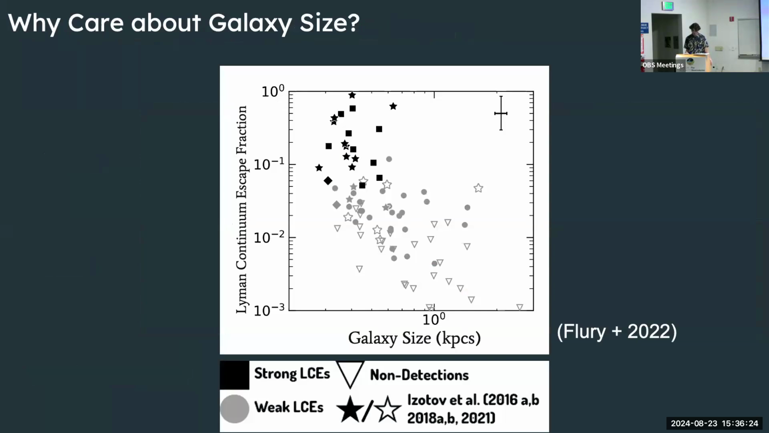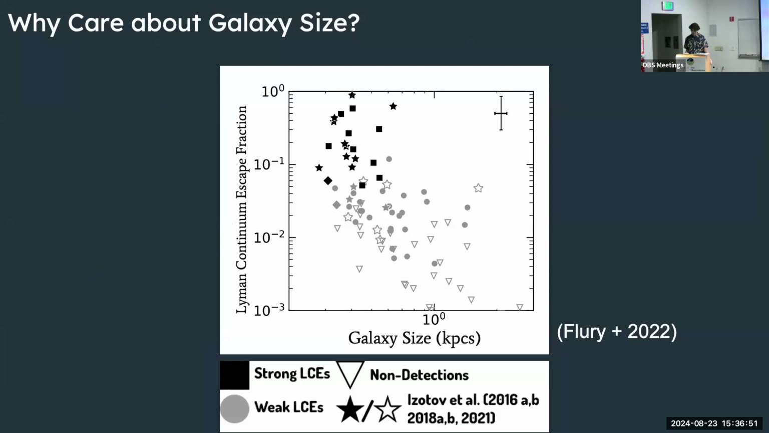But where do we even get the idea to begin with that ionizing photon production efficiency could somehow be tied to the compactness of these galaxies? Well, what you're looking at now is one of the motivating figures for our research project. It's a graph from Fleury et al., which shows a correlation between two units. The y-axis showing the Lyman continuum escape fraction, or essentially the production of ionizing photons, and the x-axis showing the galaxy size in kiloparsecs.